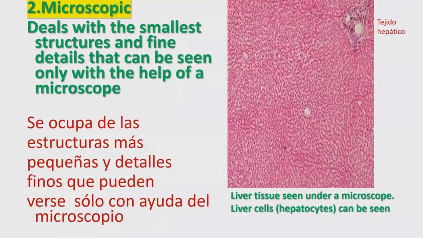while microscopic anatomy deals with the smallest structures and fine details that can be seen only with the help of a microscope. You can see a liver, but now seeing microscopically the tissue, this is liver tissue seen under a microscope. These are the liver cells, hepatocytes, that can be seen.